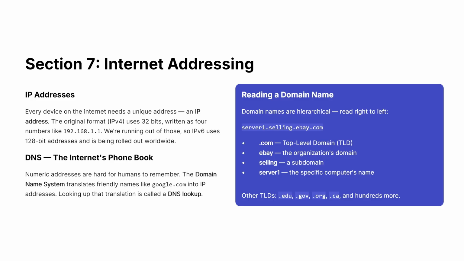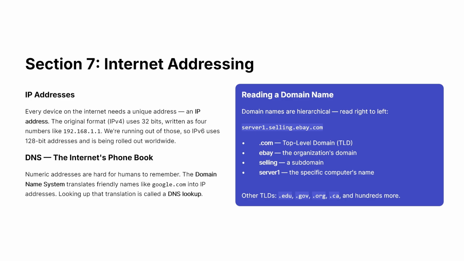But numeric addresses are hard for humans to remember. So the Internet also has a domain name system, DNS, a massive directory that translates human-friendly names like Google.com into IP addresses. The process of looking up that translation is called a DNS lookup. Domain names are organized hierarchically. The part after the last dot is the top-level domain, TLD, .com, .edu, .gov, .org, .ca, and so on.